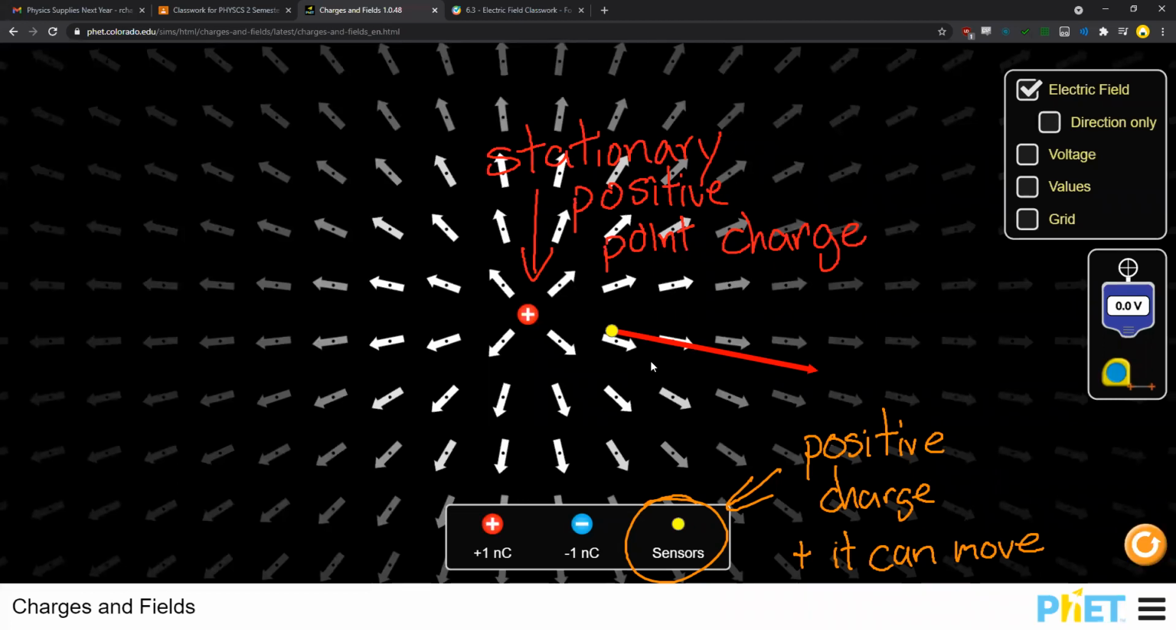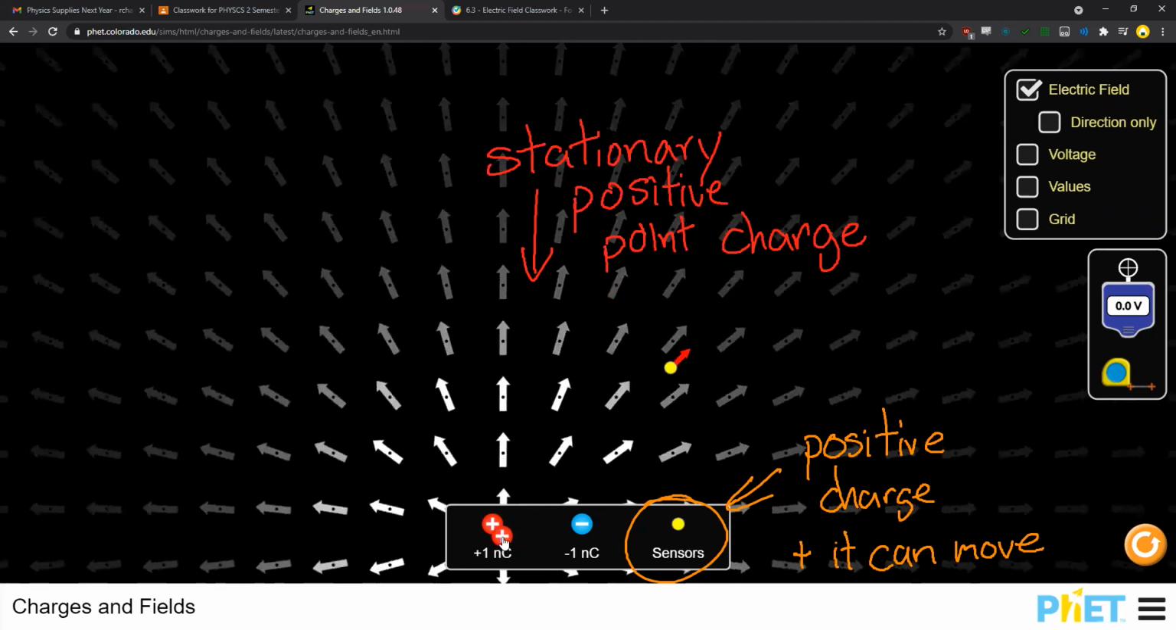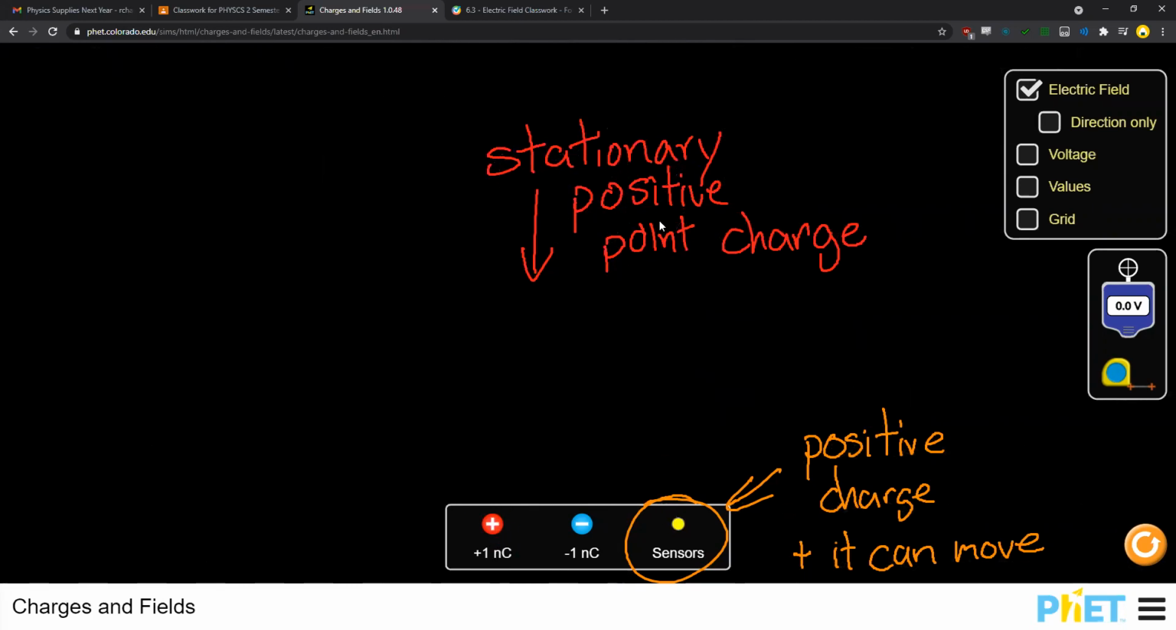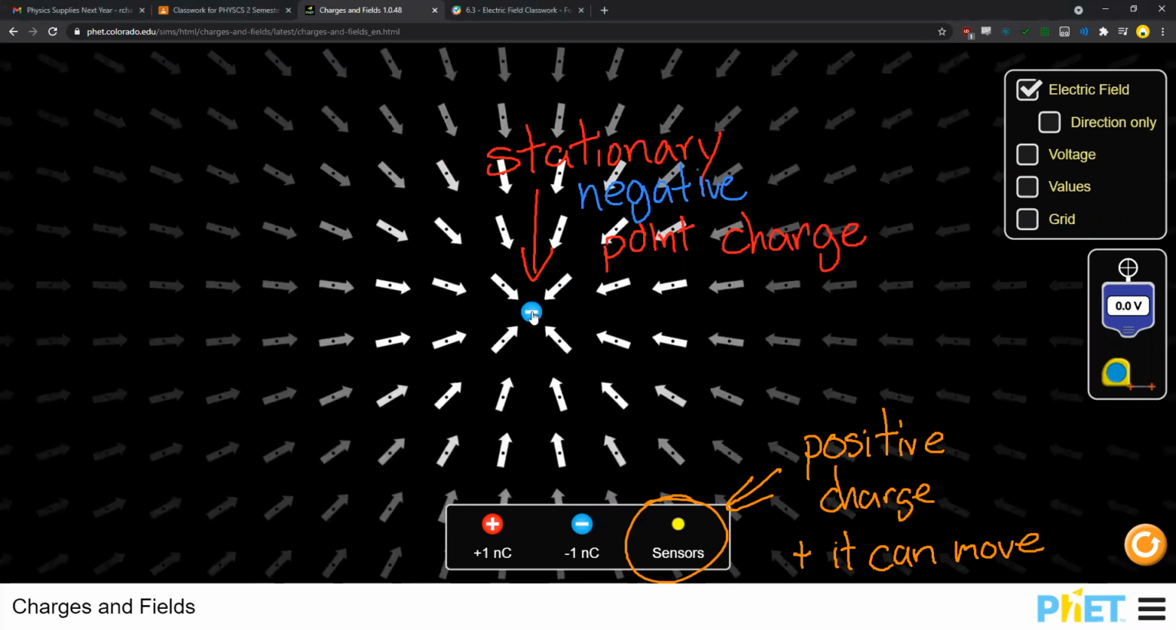These arrows give you an idea of what would happen if you were to put a positive charge around this electric field. Now, let's now put a negative point charge here. Let's put a stationary negative point charge over here.